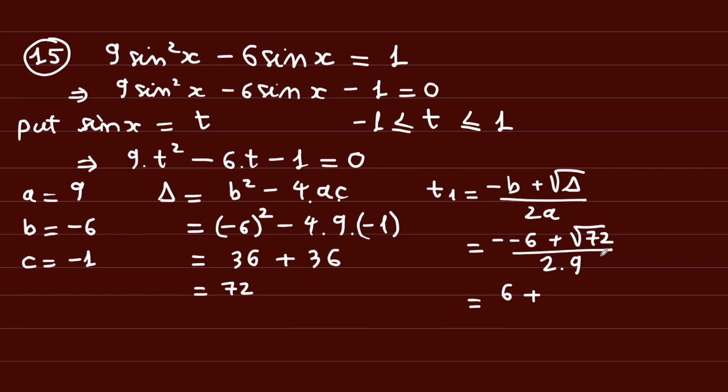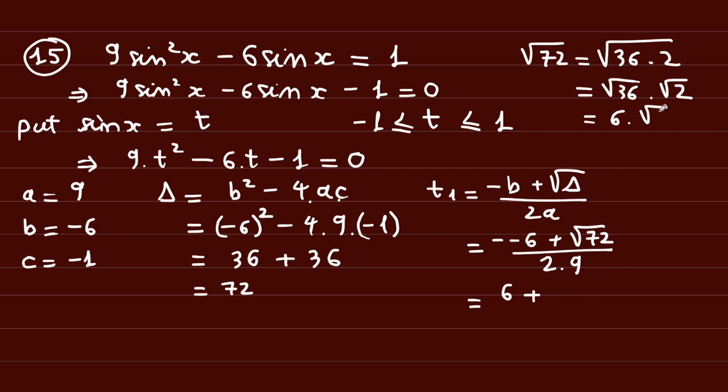And for this one, you can convert the square root of 72 to the square root of 36 multiplied by 2. Then you can separate this into two surds. The first surd is the square root of 36 and the second one is the square root of 2. The square root of 36 is equal to 6, right? So 6 multiplied by the square root of 2. So 6 plus 6 multiplied by the square root of 2, over 18 here.